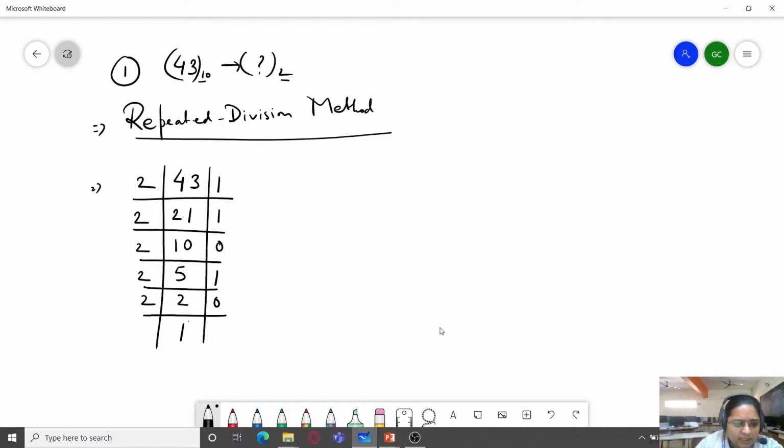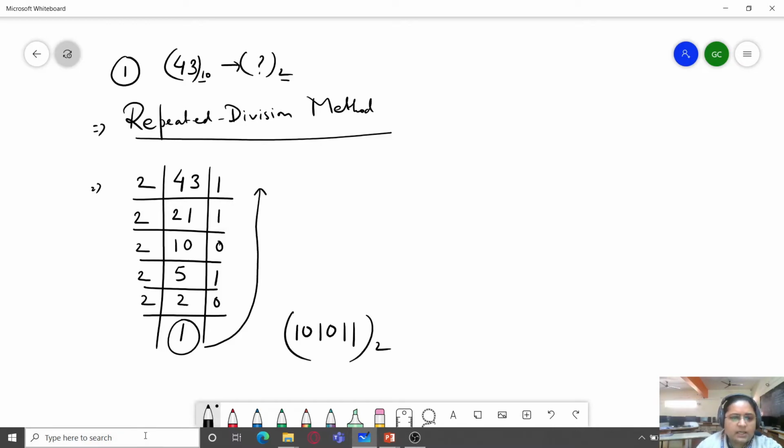So now we get 1 over here. We have to keep dividing it till we get 1 left. And now we will be connecting all these dots. We would be collecting all these digits starting from bottom to top, that is 1 0 1 0 1 1. So this becomes our binary number, the binary equivalent of decimal 43.